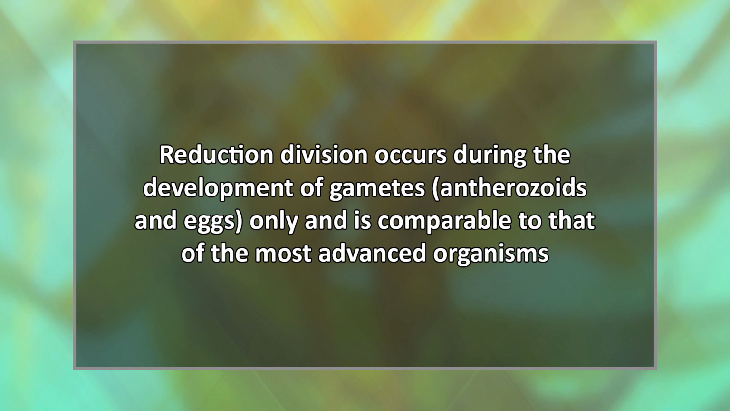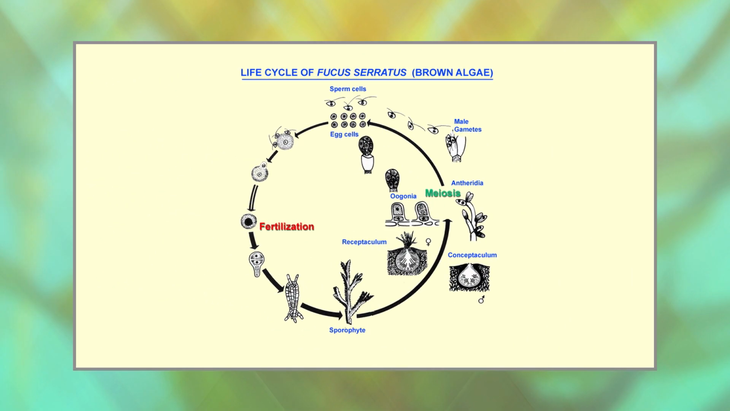Reduction division occurs during the development of gametes only and is comparable to that of the most advanced organisms. Hence, the antherozoids and the eggs represent the haploid gametophytic phase in the life cycle of Fucus. The gametophytic phase, instead of being distinctly organized, has thus been appreciably reduced to the gametes alone. There is only an alternation of chromosome numbers from diploid to haploid and back to diploid state, whereas the regular alternation of corresponding spore-producing and gamete-producing plants is lacking. Thus, there is no morphological alternation of generations in the life cycle of Fucus.